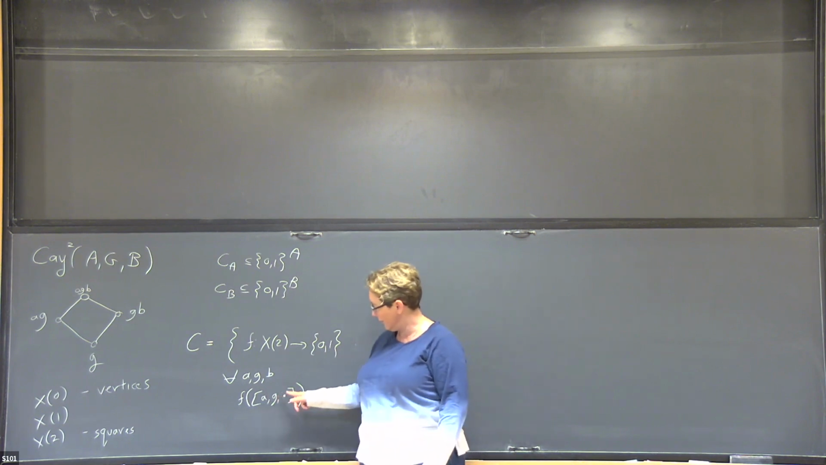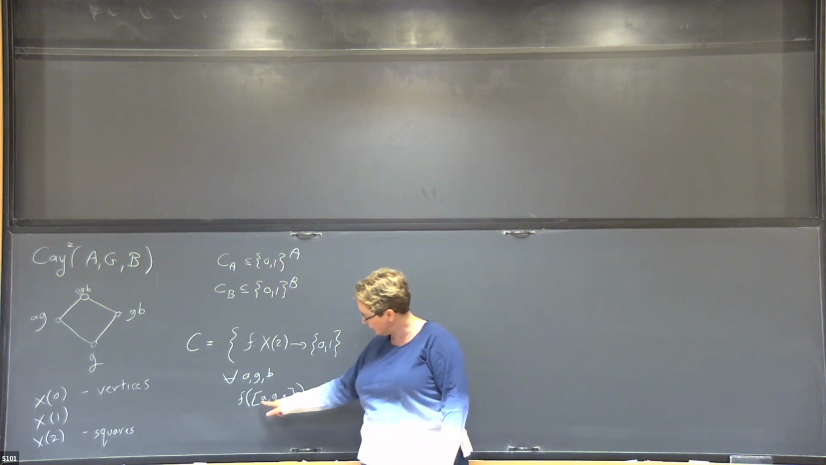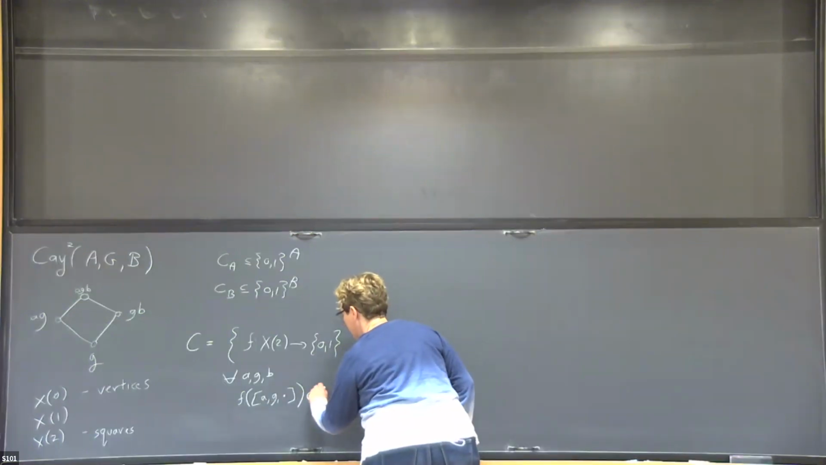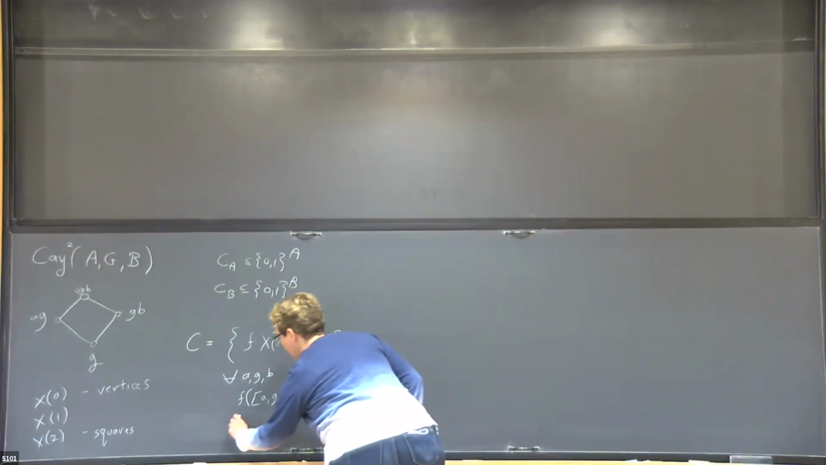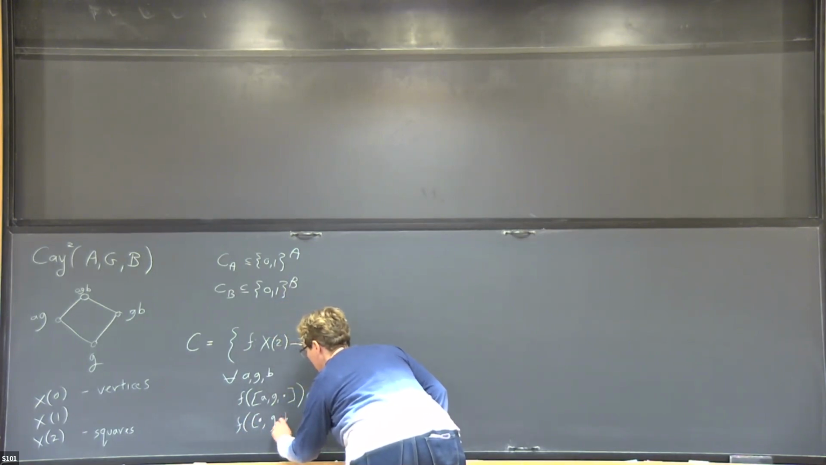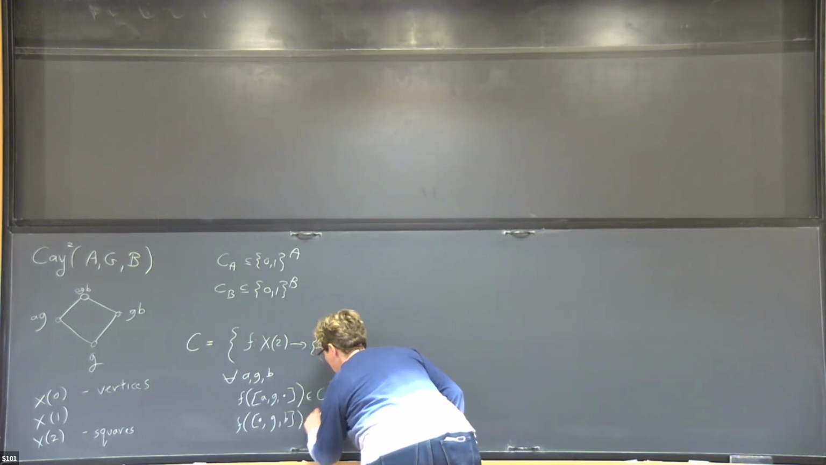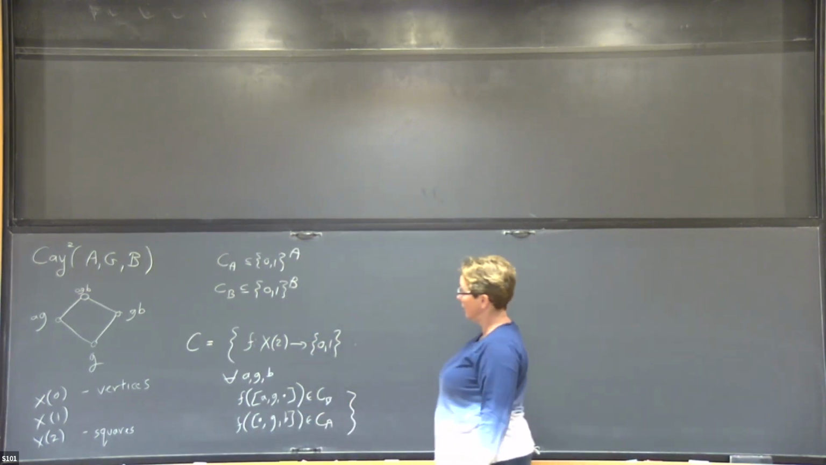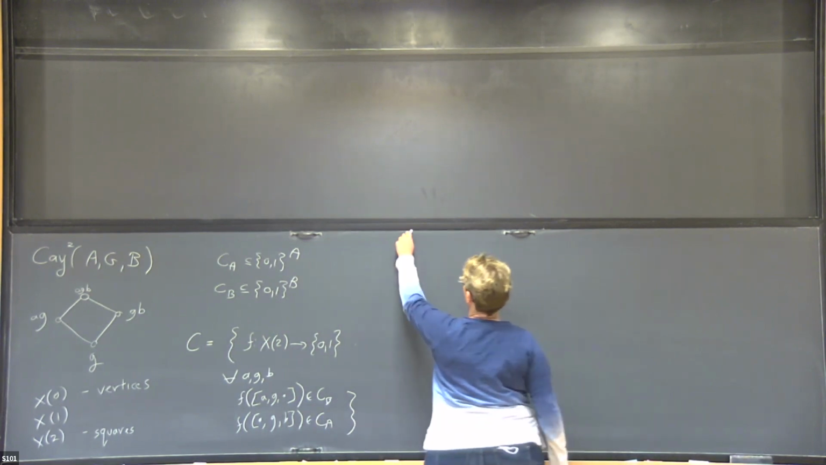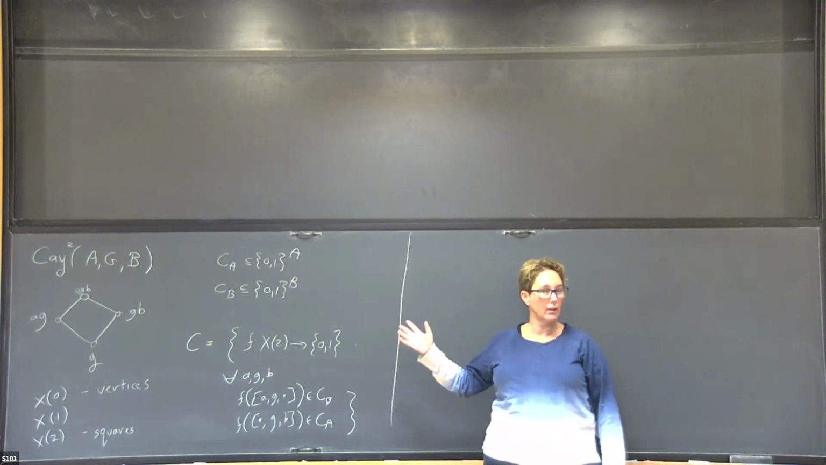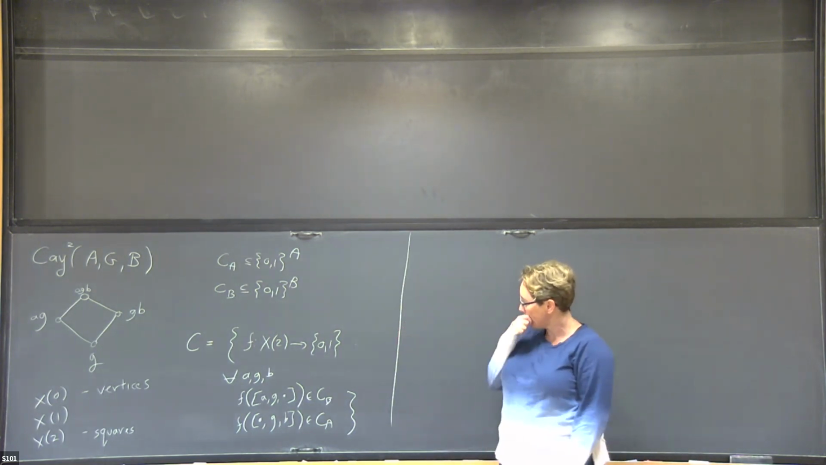So AG-dot means all the squares where you fix A, you fix G, and you let B run freely. This needs to be in C_B, and also when you let A run freely and you fix G and B, we want this to be in C_A. So that's the definition of the code. Okay, so these were the two objects we talked about yesterday.